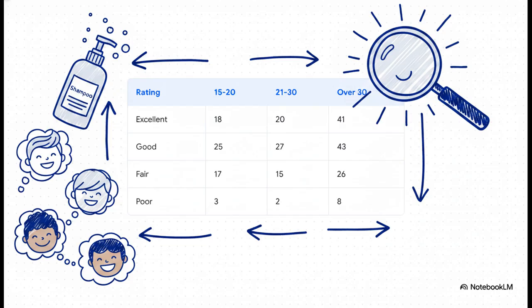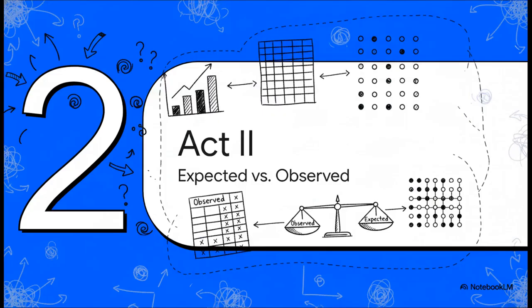We can see right away that 18 people in the 15 to 20 age group rated it excellent. But just looking at this, a big question pops up. Are these numbers actually meaningful, or could they have just happened by chance? This table, it's just our starting point. Right, so just looking at the numbers we have isn't enough. How do we know if they're significant?